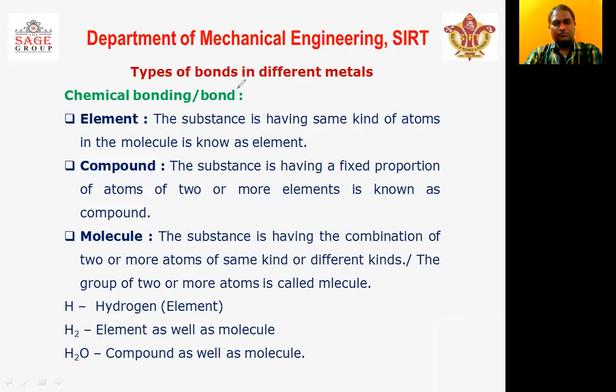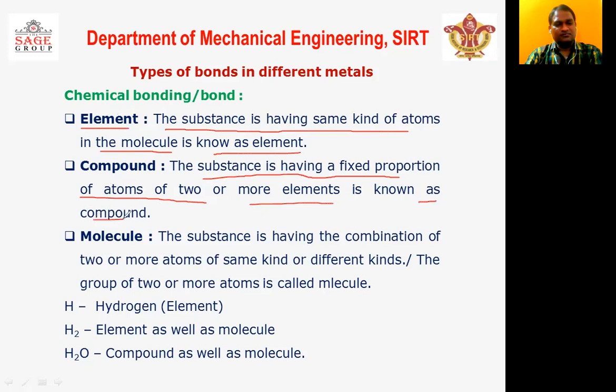Yes. So, before defining chemical bonding, there are some basic terms. These are very essential for us to know. What is an element? The substance having the same kind of atoms in the molecule is known as an element. What do you mean by compound? The substance which has a fixed proportion of atoms of two or more elements is known as a compound.